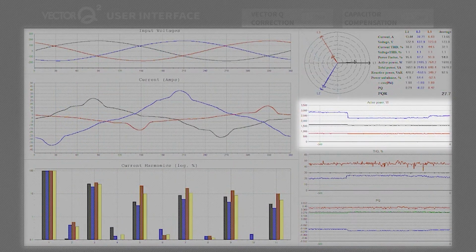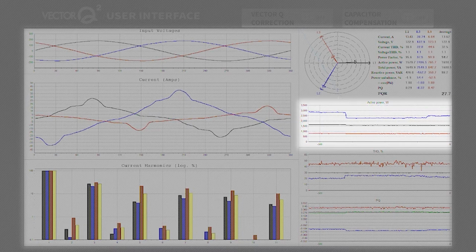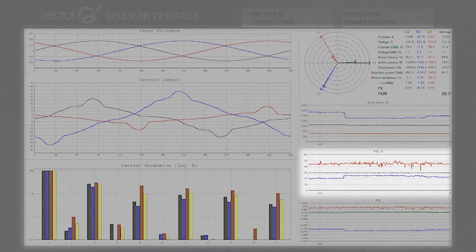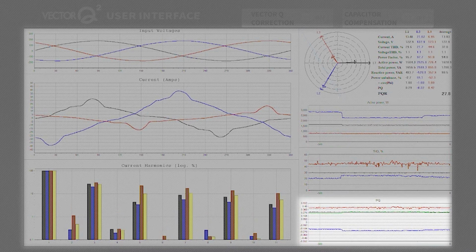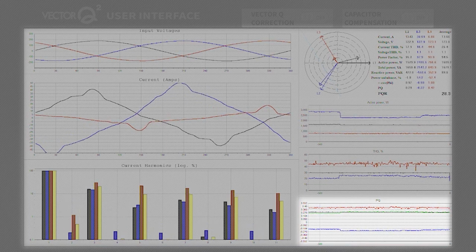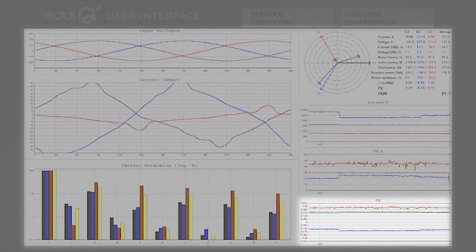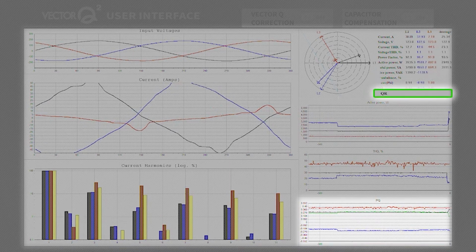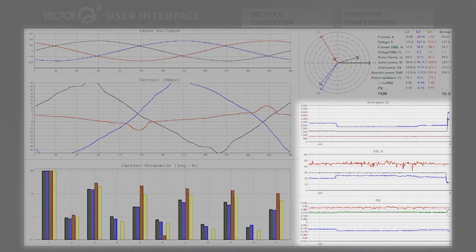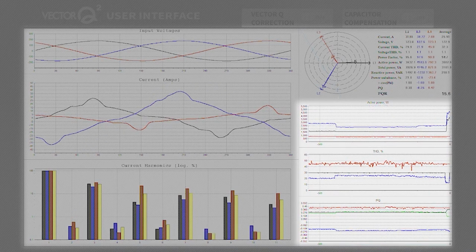Below PQR is a diagram displaying the active power in watts, followed by a display of the total harmonic distortion, measured in percentage value. And finally, the power quality graph measures power factor of all 3 phases independently. The green line on the power quality graph represents the power quality rating. These diagrams show historical data for approximately the past 300 seconds.